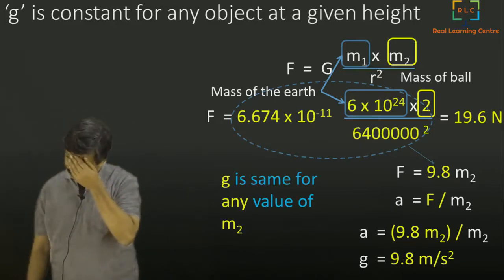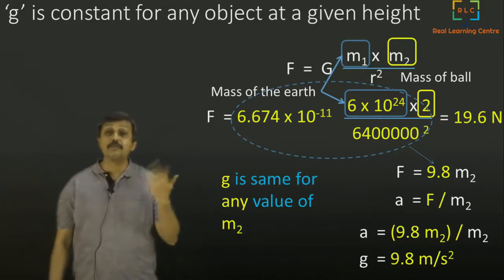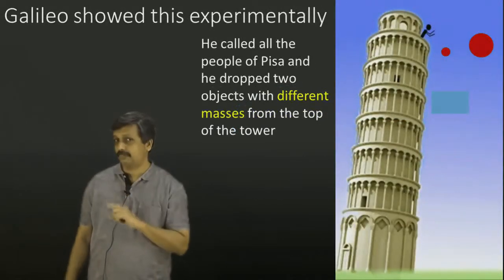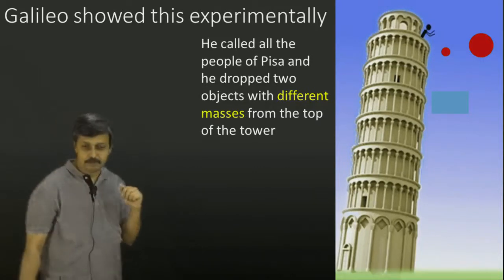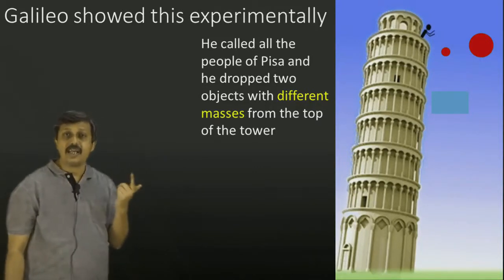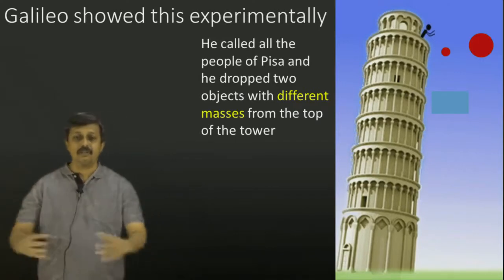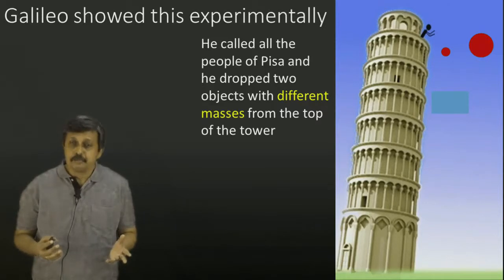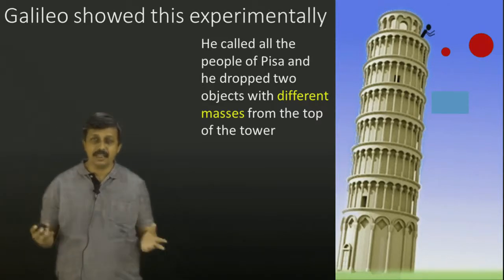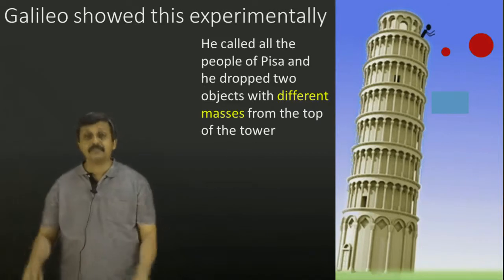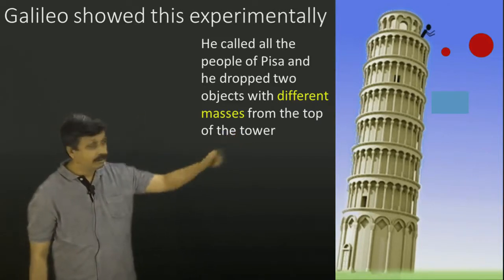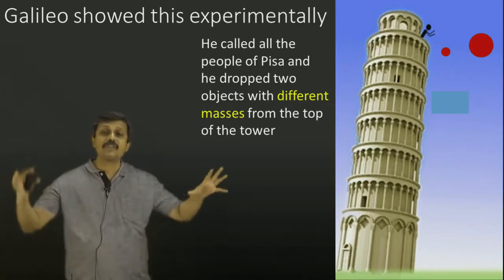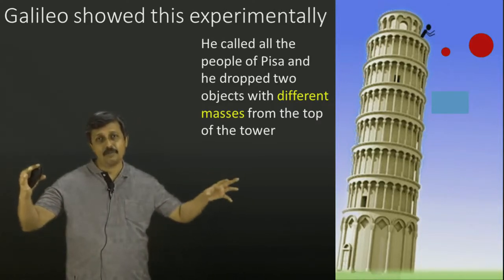This is mathematical, but it is possible to show it experimentally. This was first done by Galileo. What Galileo did was, he showed it experimentally. He one day called all the people of a place called Pisa. In Italy there is a town called Pisa. He called everybody. And there is the leaning tower of Pisa. On that he stood and he dropped 2 different masses, one higher mass, one lower mass.